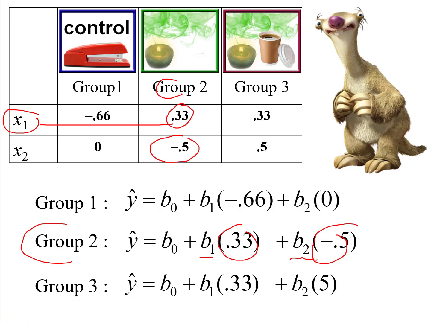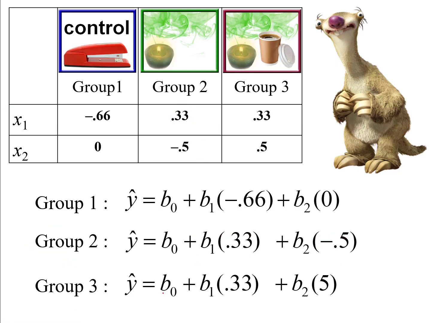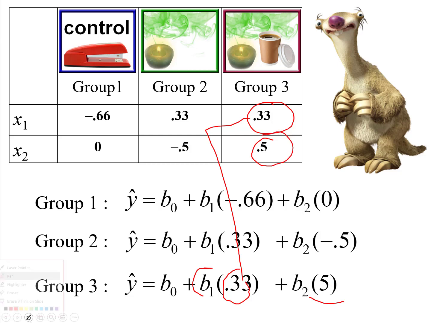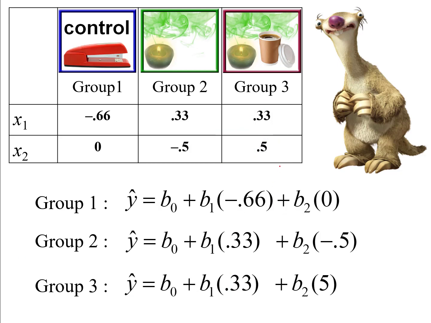And for people in group 3, the equation becomes intercept plus slope 1, again, times 0.33, because if you're in group 3, your score on x1 is 0.33, plus slope 2 times 0.5, because if you're in group 3, your score on x2 is 0.5. So that clarifies how the actual values for x would be plugged into the regression equation for each group.